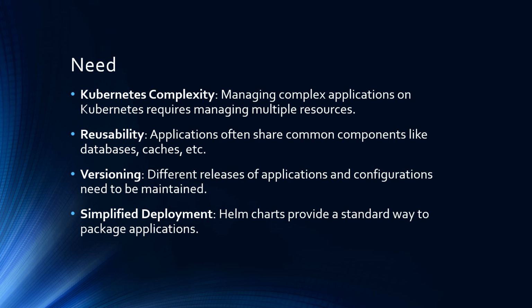The need for simplified deployment processes is particularly apparent in large organizations where multiple teams deploy applications to Kubernetes. Helm charts provide a standardized way to package and deploy applications, reducing the likelihood of errors and inconsistencies across deployments. Understanding these needs helps you better appreciate how Helm's features address specific challenges in Kubernetes application management and how you can leverage these features in your own deployments.